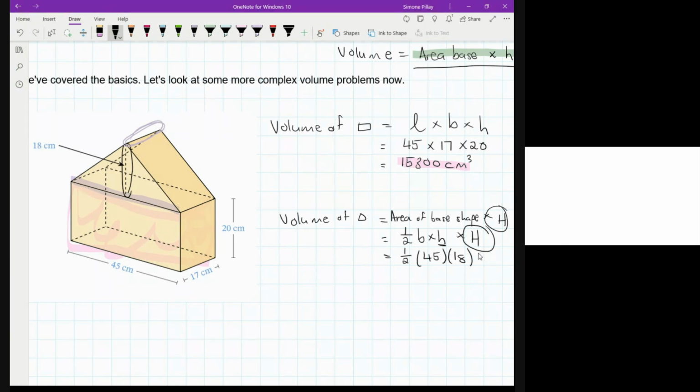So now that we've gotten that out of the way, we said our big height. What is the big height of our triangular prism?